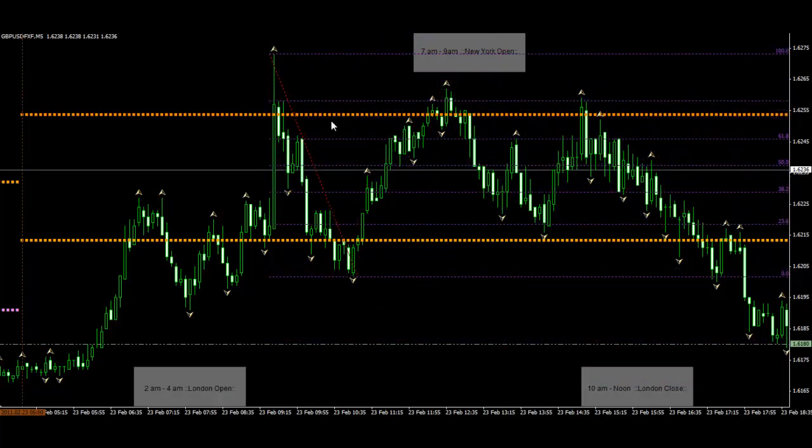Okay, from high to low. Optimal trade entry in here. Okay. Looking to go short. Stop would be above this high here. Minimum, at least minimum 10 pips.